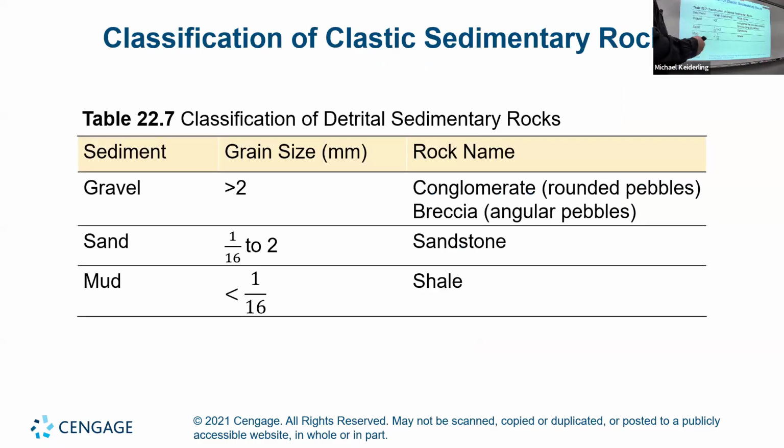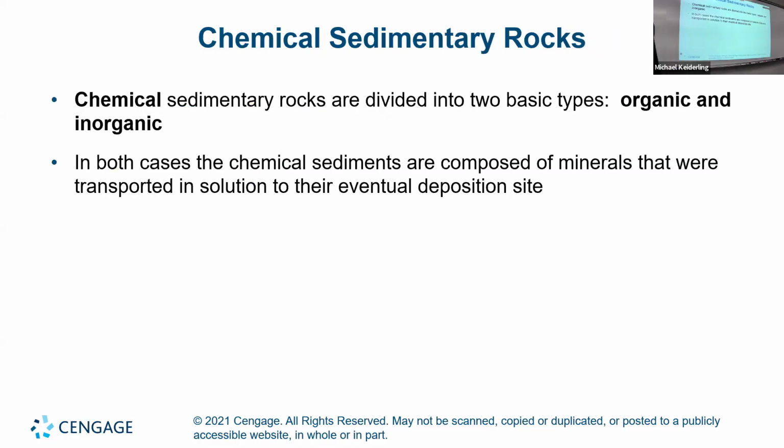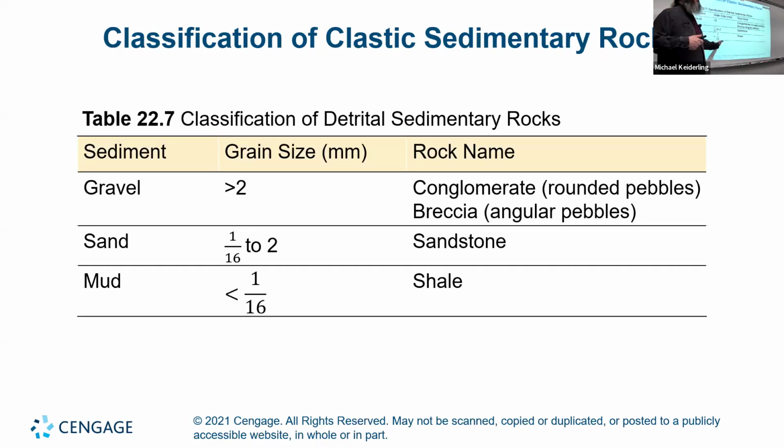So here's the scale. Gravel is bigger than 2 millimeters in size. If they're rounded pebbles, you get conglomerate. If they're angular pebbles, it's breccia. Sand is from 1/16 to 2 millimeters for sandstone, and mud, which forms shale, is less than 1/16. It's still somewhere else, it was 0.05, it could be a 20th, but it's about the same cutoff. But I mean, this line is arbitrary.